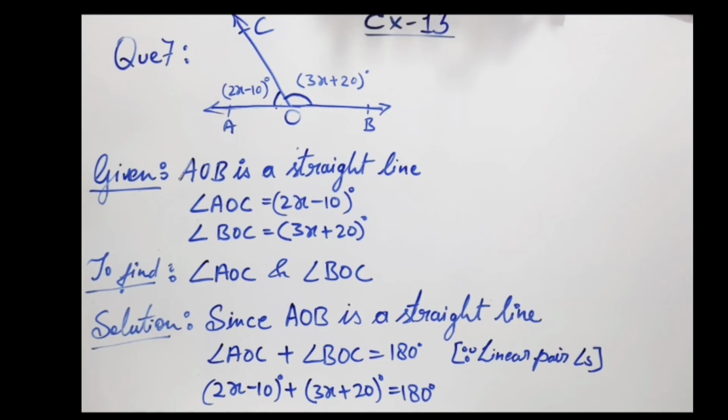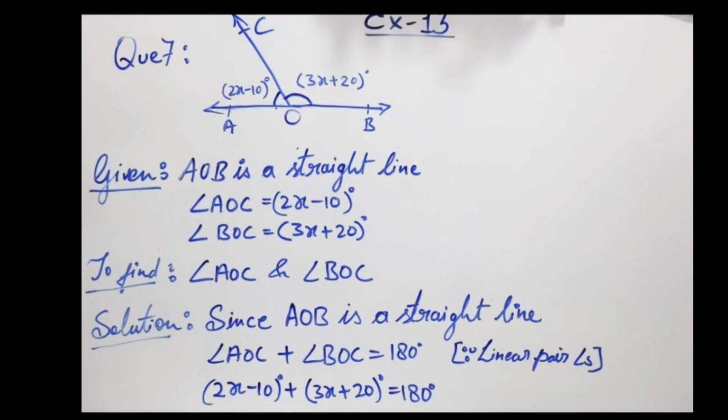So we can see from the figure there is a line AOB. Here OC is a ray that stands on it and angle AOC is clearly visible. It is 2x minus 10 degree and angle BOC is 3x plus 20 degree.